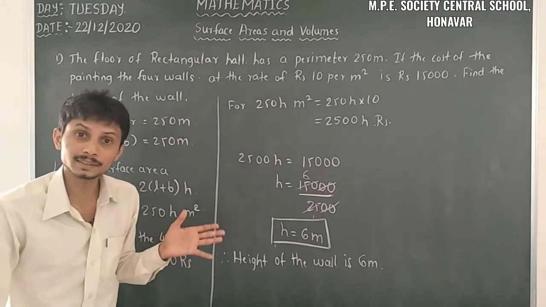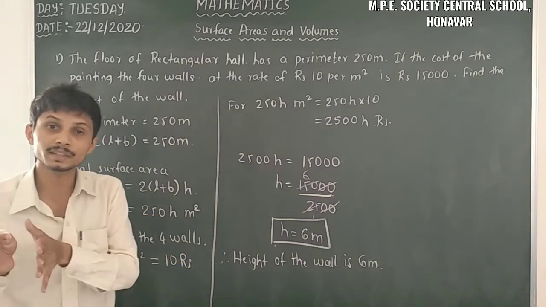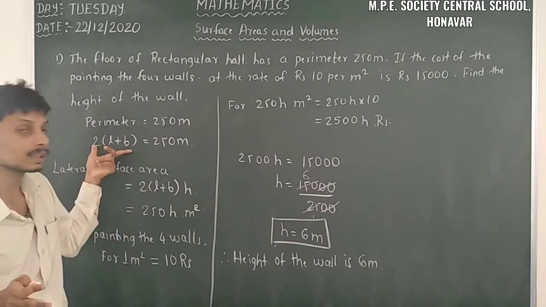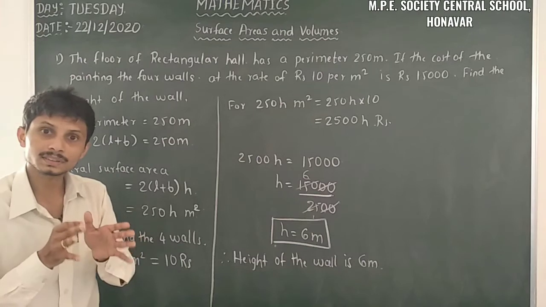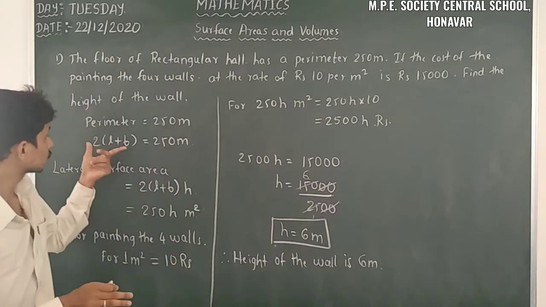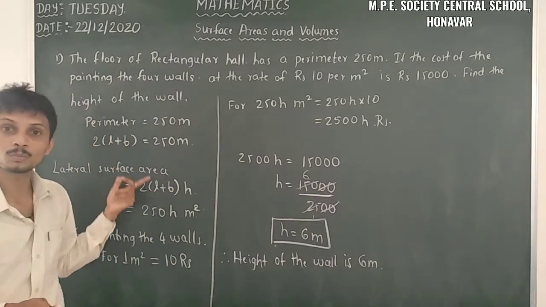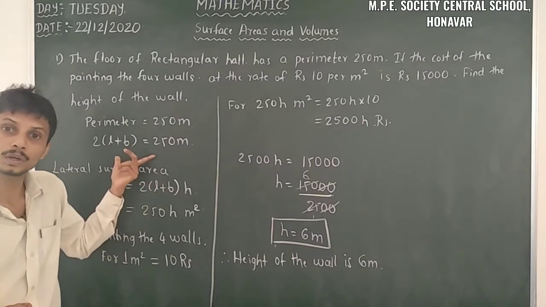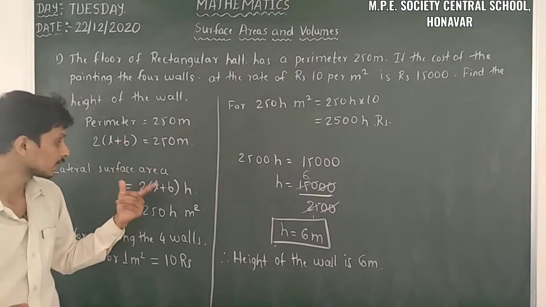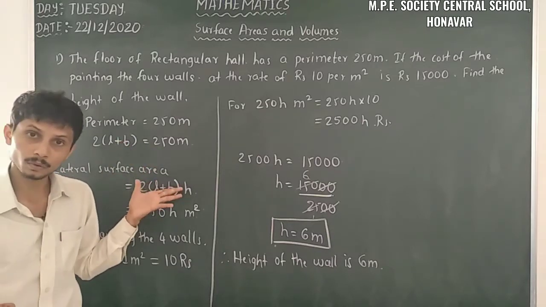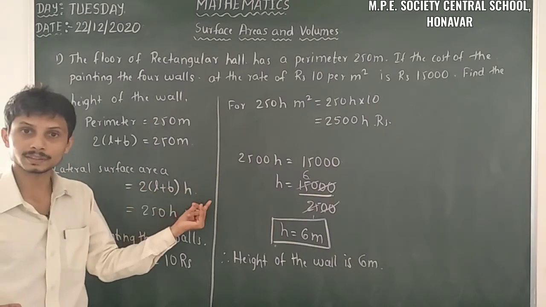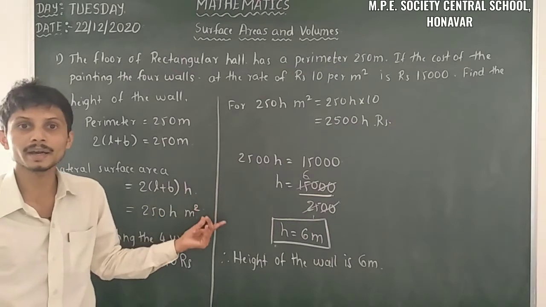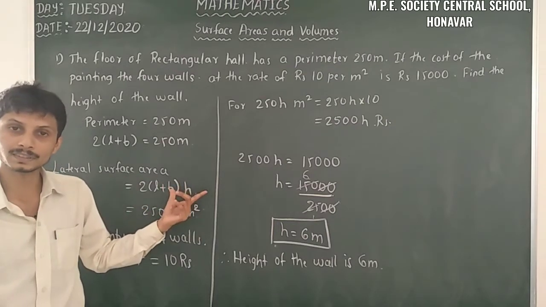But here we know one thing: the perimeter of the rectangular wall and the lateral surface area have one thing in common, that is 2 into (L plus B), which is common to both formulas. Here 2 into (L plus B) is the perimeter, so it is perimeter into H. When we take the perimeter into the height, we get the lateral surface area.